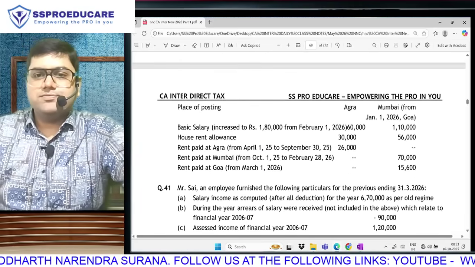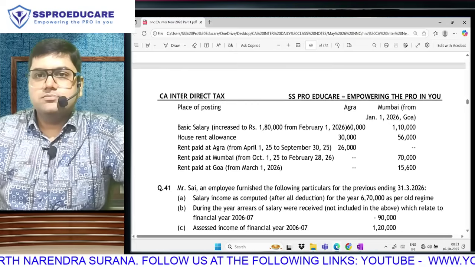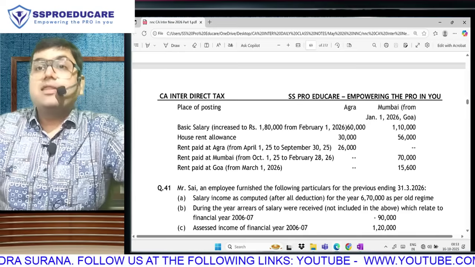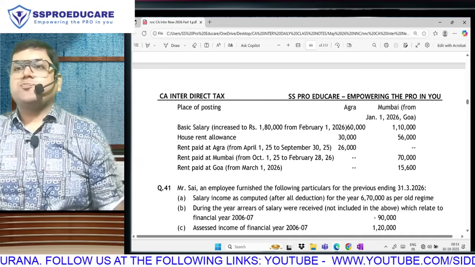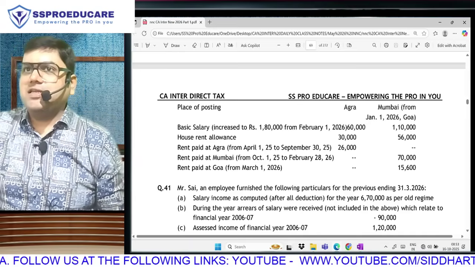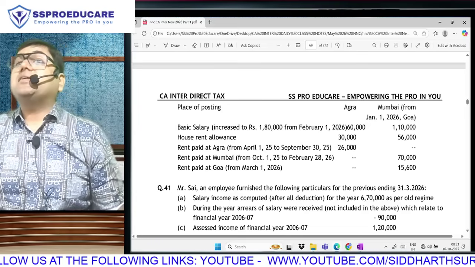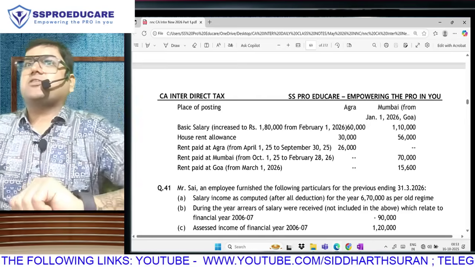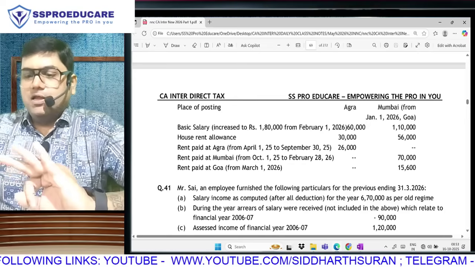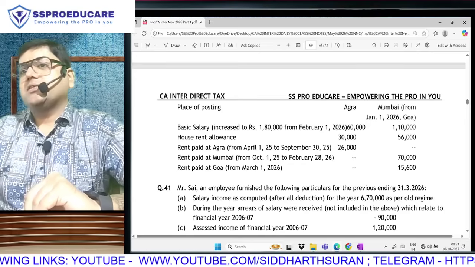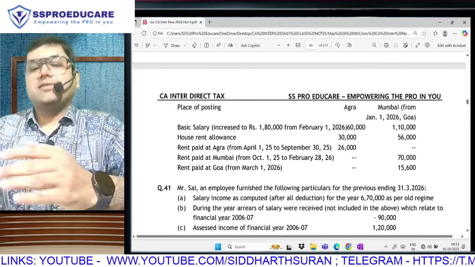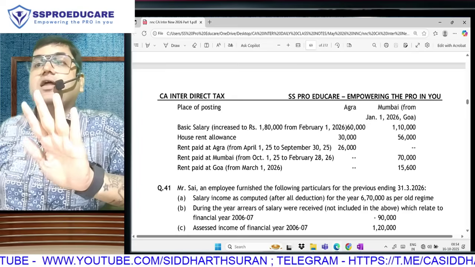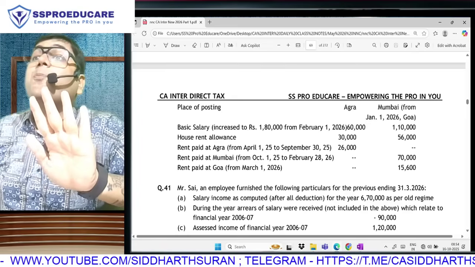What other data is given to you? Place of posting for A Limited is Agra, B Limited is Mumbai from 1st Jan 2026. That means April to August he was posted in Agra. September he did not have any job, as we are aware. October, November, December he was posted in Mumbai, and Jan, Feb, March, while employer is same but posting is changing to Goa. Correct? We will use this data for which calculation? Of course the HRA question only. When it is Agra, we will take one rate, and when Mumbai, another, and when Goa, another.